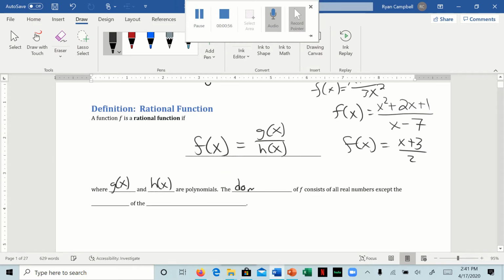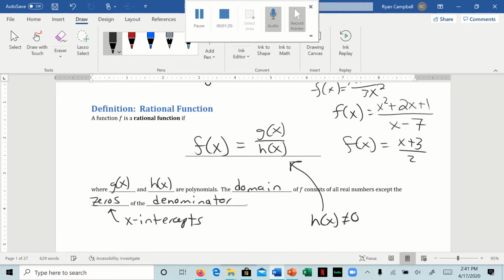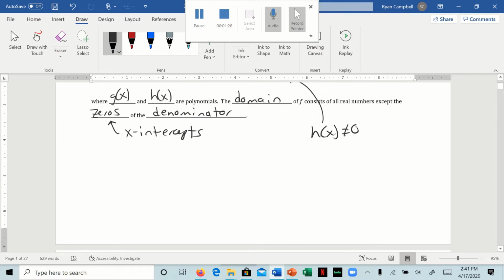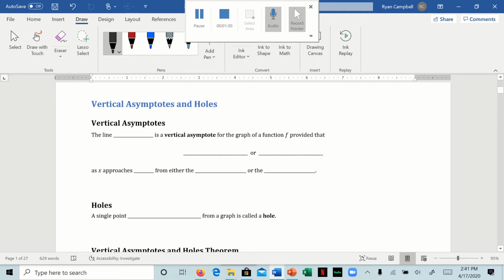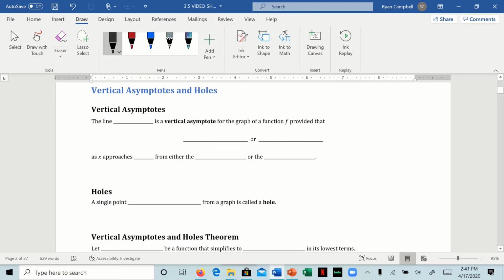So the domain of these are going to be real except for the zeros, of course, of the denominator. So remember, zero is just a fancy word for the x-intercepts of the denominator. So basically, we know that if that's the case, then h of x can't be 0. We've talked about that before, right? Anytime you have a fraction where x is in the denominator, that can't be 0. Good.